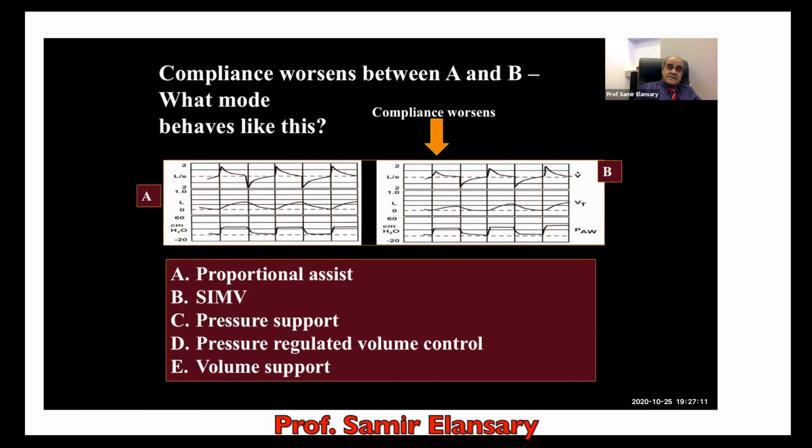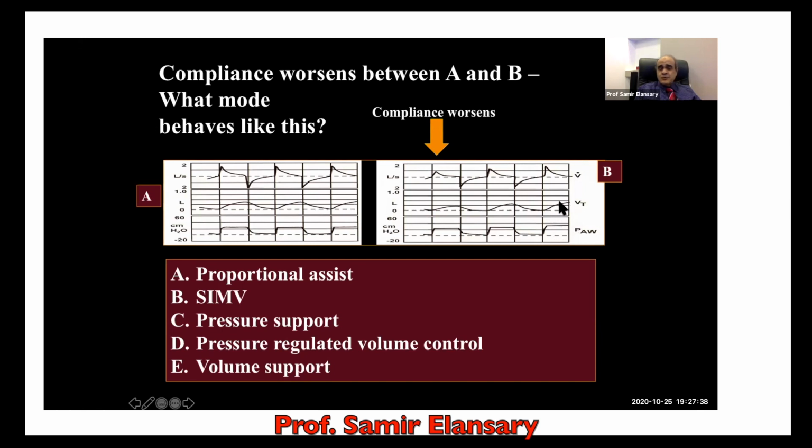Another case here: compliance worsens between A and B, between these scalar waves. As we see here, the compliance is becoming worse in this patient. Compliance decreases, the flow decreases, and also the tidal volume goes down. And so the patient started to compensate by increasing the airway pressure, and the tidal volume resolved again and goes up.